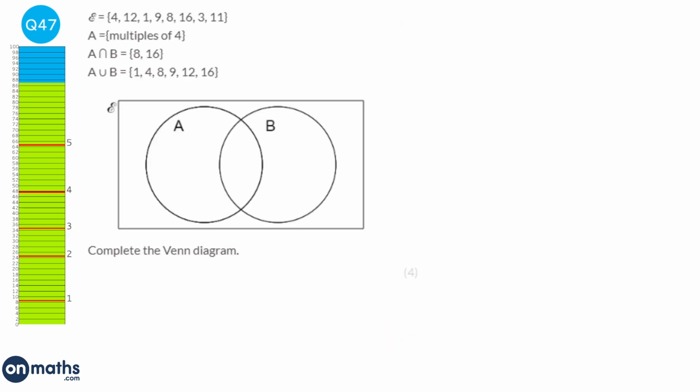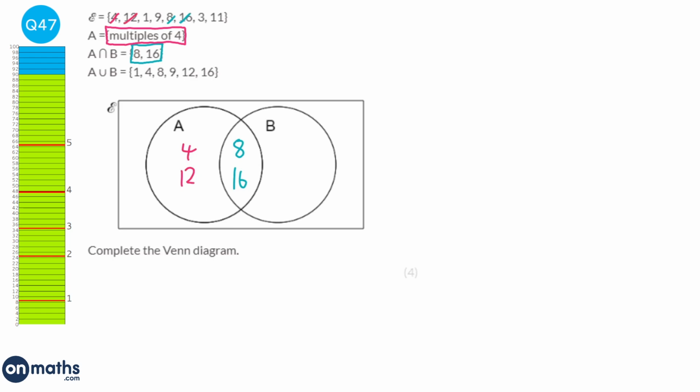We're going to start by focusing on the A and B, which is 8 and 16, so in the middle is going to be 8 and 16. The next thing we're going to focus on is the fact that A is all the multiples of 4. Now 8 and 16 have both already been taken because they're in the middle. So the remaining multiples of 4 are the 4 there and the 12 there.